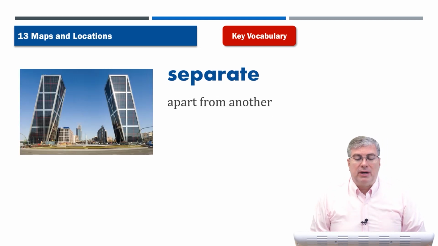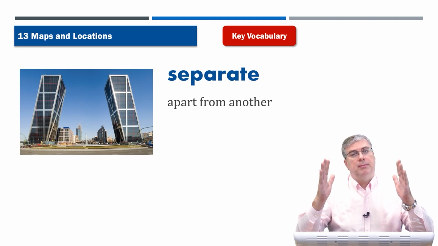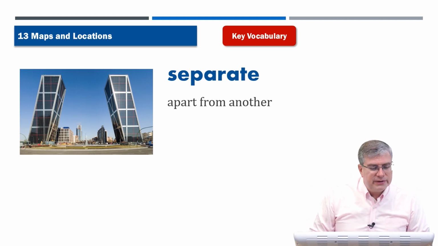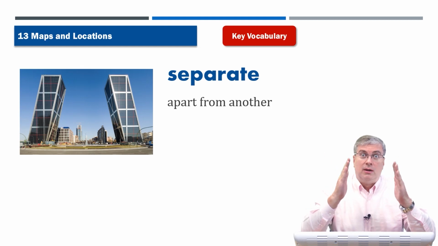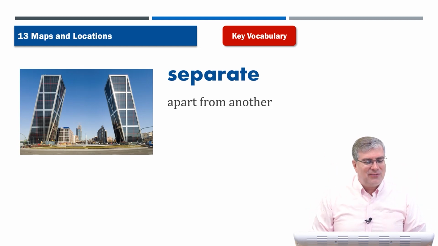Next we have separate. Separate means apart from each other. They're not together, they are separate. Okay, so it just means apart from each other. And this is a very interesting picture, isn't it? Those are weird looking office buildings. It looks like they're going to fall. Oh no. No, of course I'm sure they're engineered so that they do not fall, but they're pretty cool looking, right? This is kind of cool architecture, right?